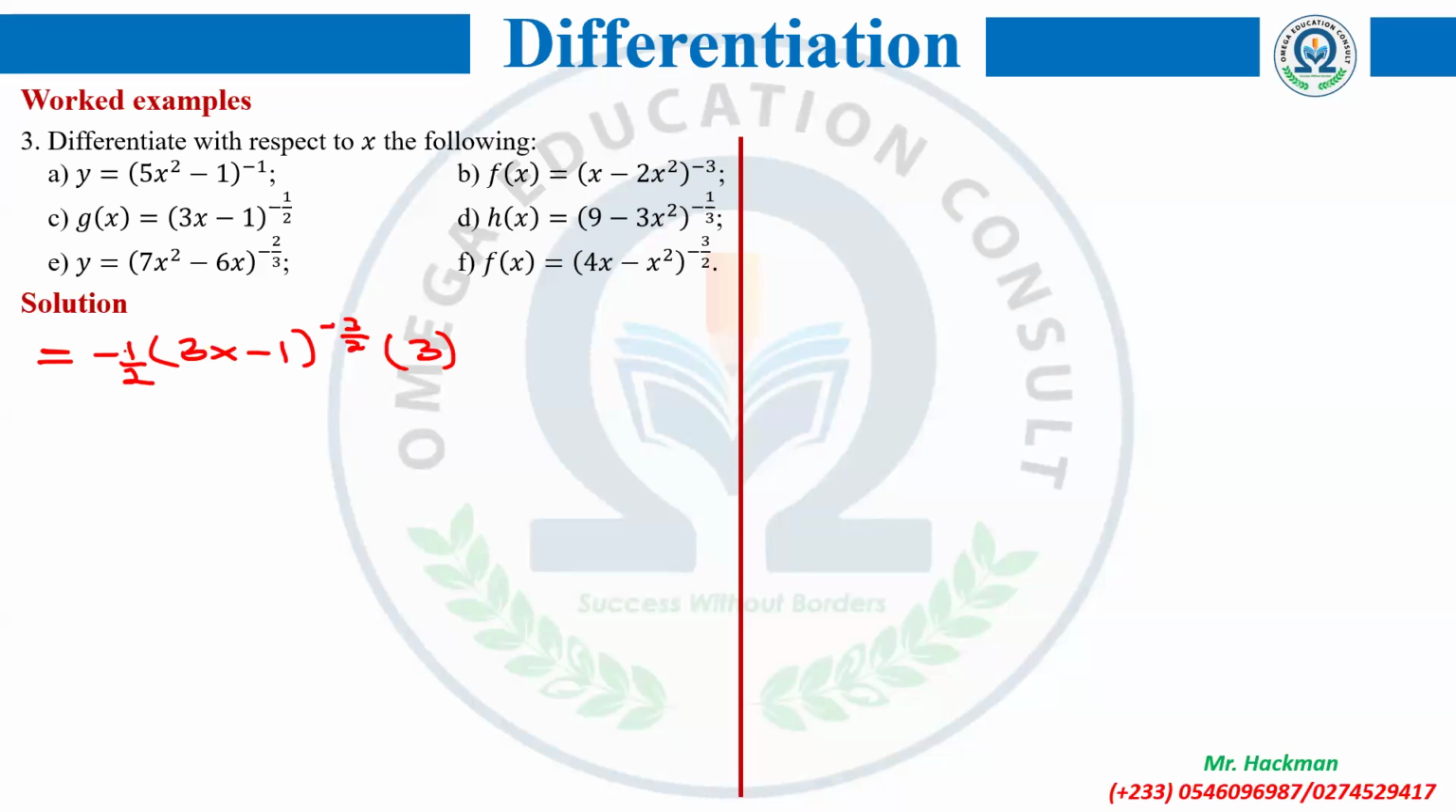Yes, sir. Okay, you have 3 factors: a constant factor, minus half, a constant factor, 3, and then this factor. But these two constant factors we can easily multiply. So we are going to get minus 3 on 2, because half times minus half times 3 gives us minus 3 on 2, then into 3x minus 1, all to the power minus 3 on 2.